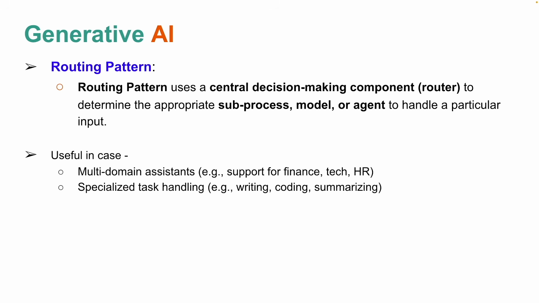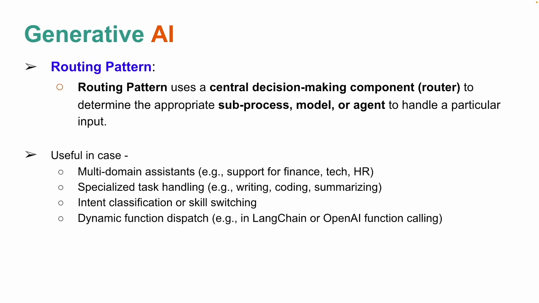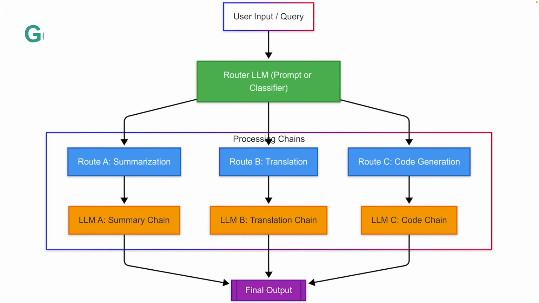Specialized task handling, such as writing something, summarizing something, coding, this needs the routing pattern. Intent classification or skill switching, this needs the routing pattern. Dynamic function dispatch, like LangChain, OpenAI function calling, correct? That could be the routing. And this is the workflow of how the routing pattern works.